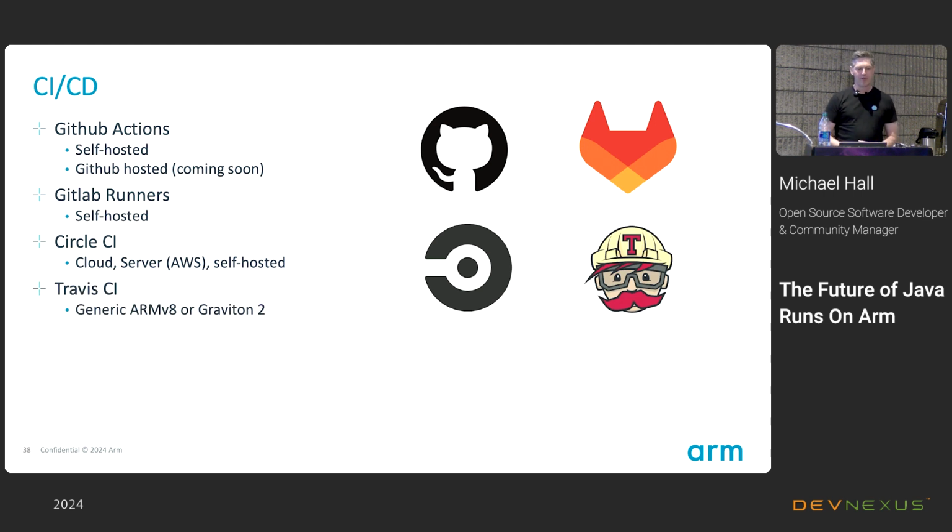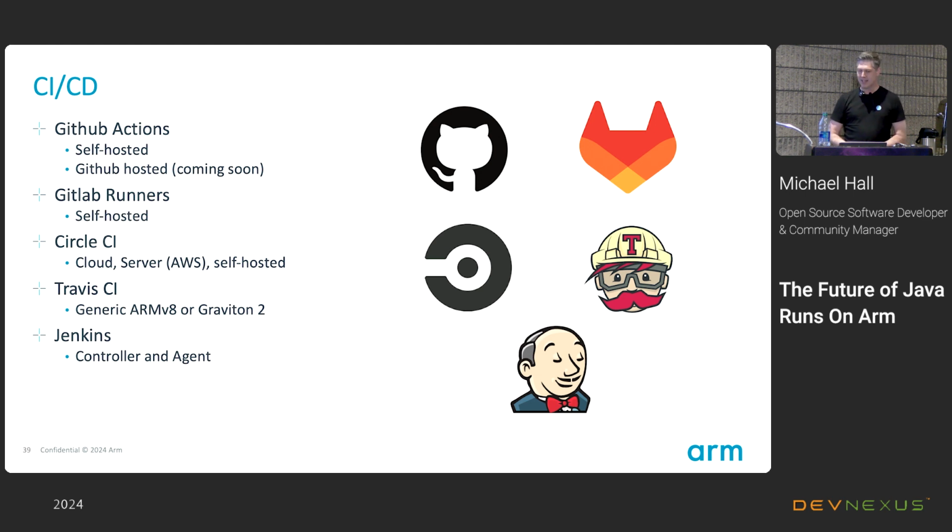Even Travis has support for it, so if you're still using Travis, they've got two options. They've got a generic ARM v8 option that will run on just about any ARM server CPU. They also have one specifically for Graviton 2, which is, I think, only available through their commercial offering, if I read their documentation right. But it does have optimization specifically for those chips. And then Jenkins, both the controller and the agent, you can run on ARM64 as well. So that's an option still too.